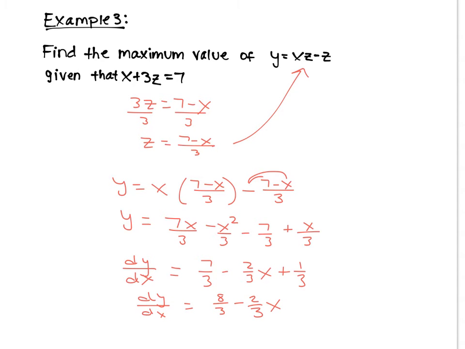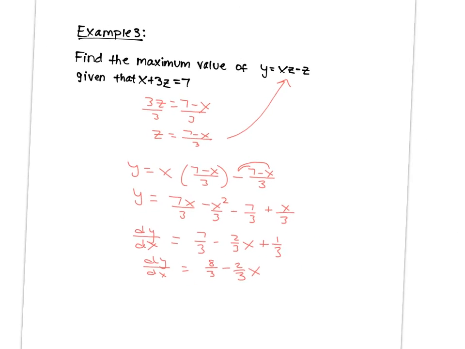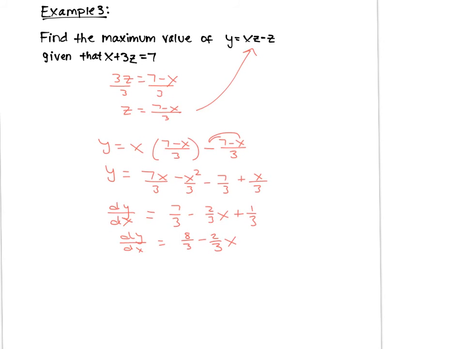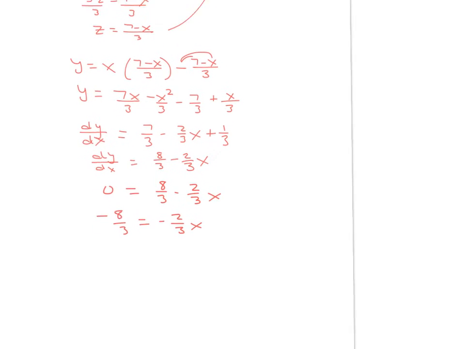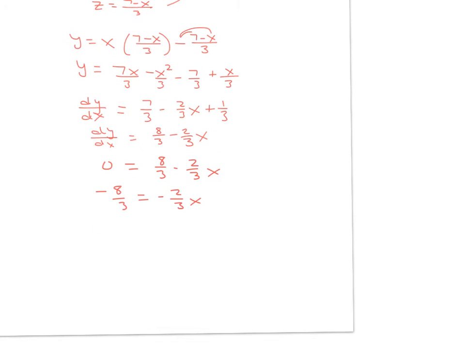Okay, so now that we have differentiated, we are going to find the stationary points by setting that equal to 0. And we're going to solve for x, so that gives us negative 8/3 equals negative 2/3 x. I'm going to multiply both sides by 3 and knock those 3's out of there. That's nice. So that's negative 8 equals negative 2x. So x equals 4.